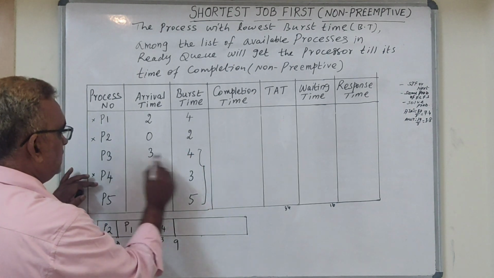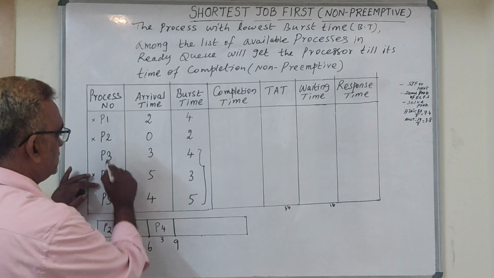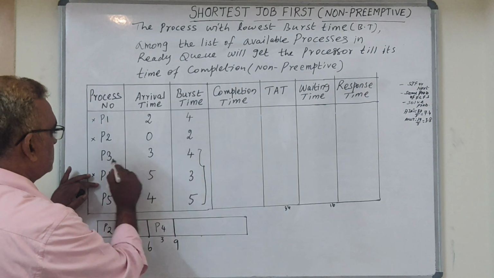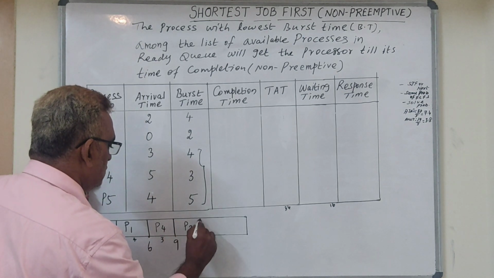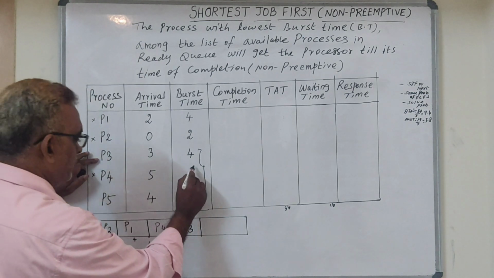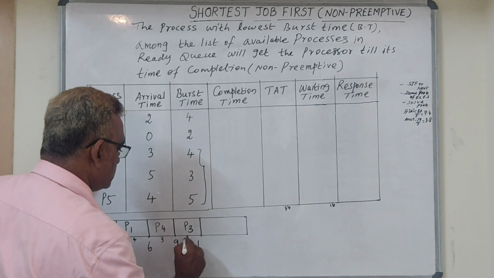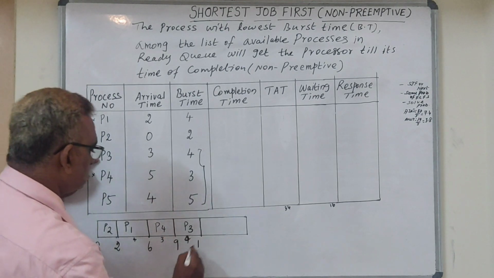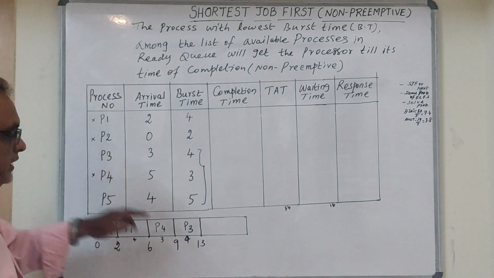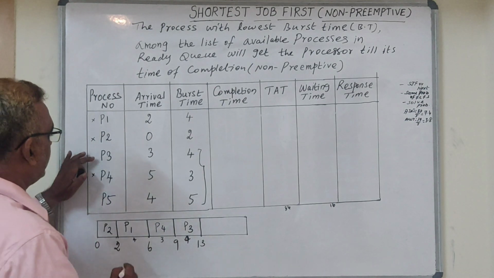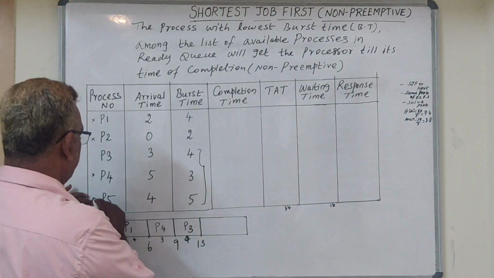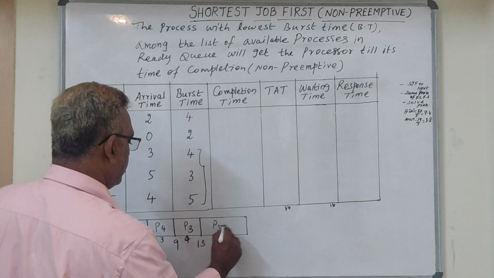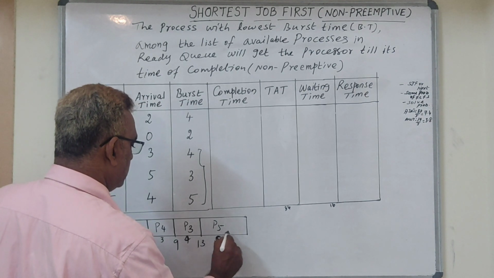Then the next are P3 and P5. Comparing these two, the minimum burst time is 4 milliseconds, so P3 will be scheduled. P3 requires 4 milliseconds, so 9 plus 4 is 13, and at the 13th millisecond P3 is over. Then finally we have process 5, which requires 5 milliseconds, so 13 plus 5 is 18.